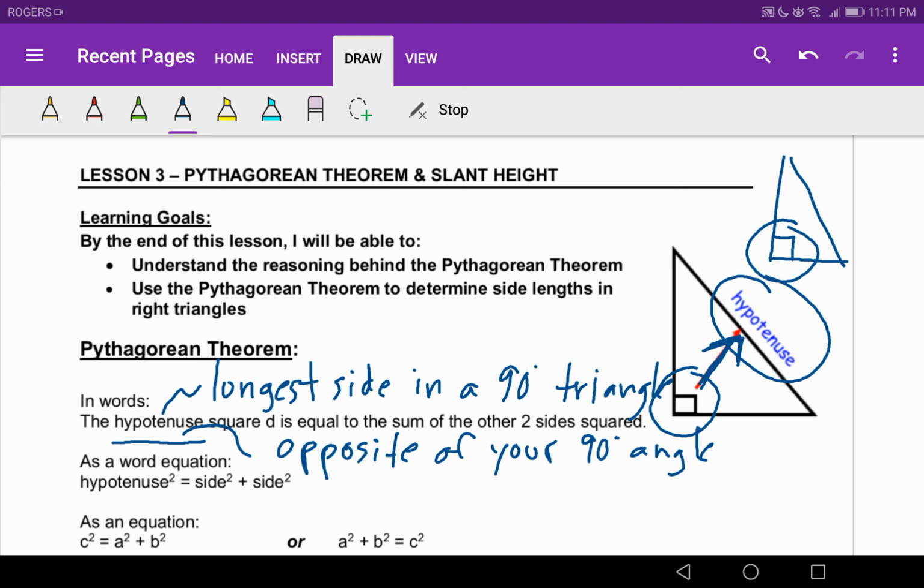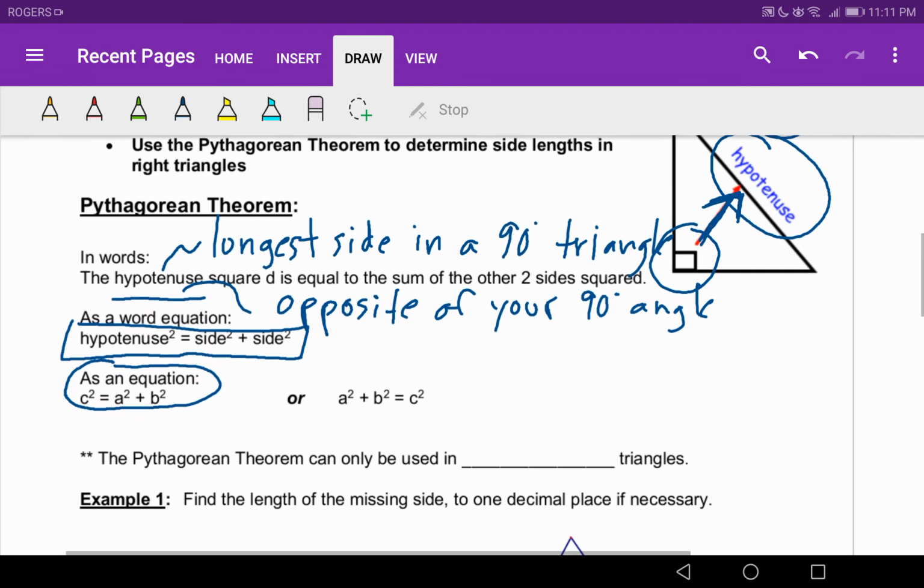Here is essentially the equation, and it's got exponents in it. It is the hypotenuse squared is equal to side squared plus side squared. That's in words, but as mathematical variables, we use this formula right here: c squared equals a squared plus b squared. But your c has to be the hypotenuse.